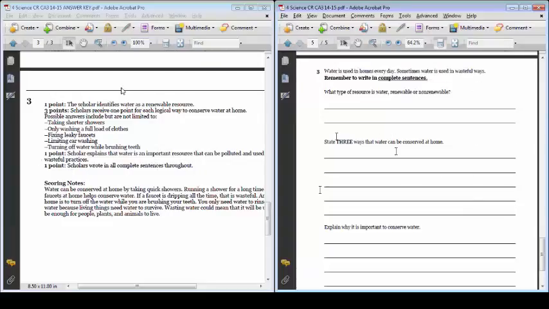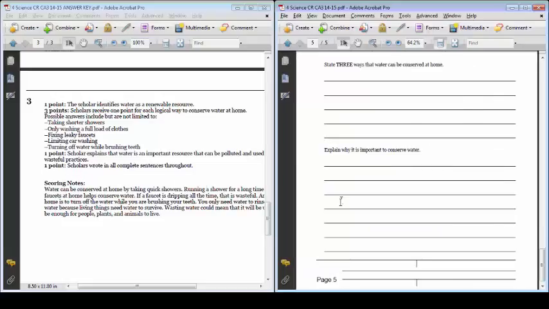For the second part right here, it says state 3 ways that water can be conserved at home. These will vary quite a bit. Here are some examples in the rubric. They could do something like turn off the water while you brush your teeth, or that people can fix their leaky faucets. They will receive 1 point for each way that they write to conserve water, up to 3. And again, do not take off any points if they don't write in complete sentences. They'll get that point at the end.